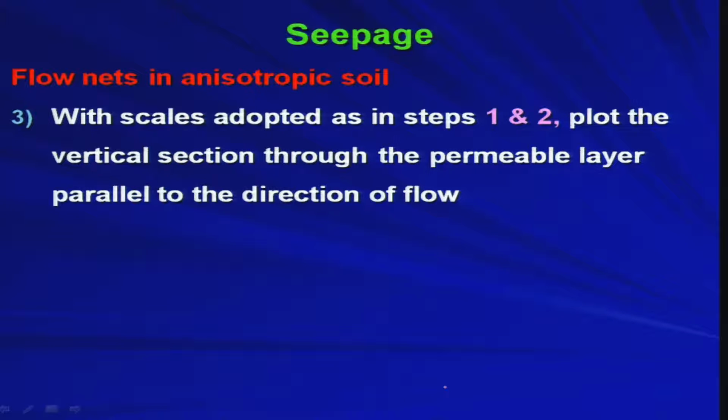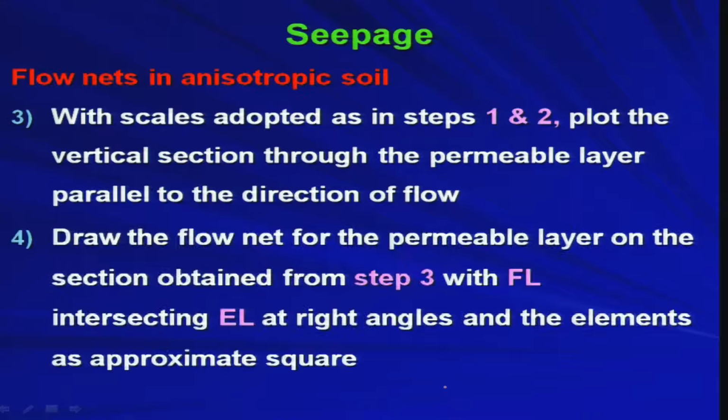So, now the procedure will remain the same as whatever we followed for our previous case, when the soil was isotropic. Then draw the flow net for the permeable layer on the section obtained from step 3, with flow lines intersecting equipotential lines at right angles and the elements as approximate squares. So, then the matter will remain the same, right.